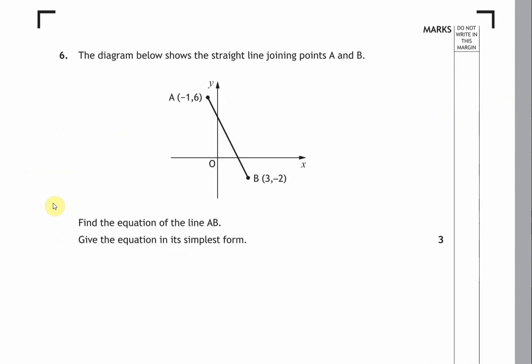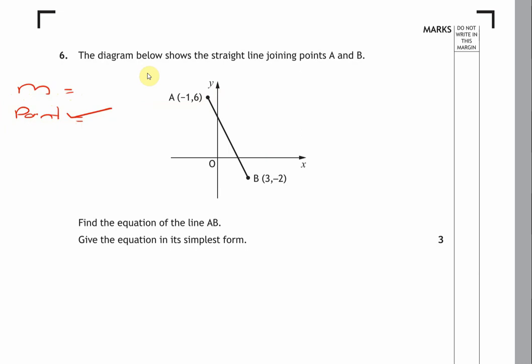Now question 6 is the diagram below shows the straight line joining points A and B together. And we need to find the equation of this line. So nice and straightforward. When we find the equation of a straight line, we need 2 things. We need the gradient and we need a point. So the first thing that we'll say is, do we have a point on this line? Yes, we have A and we have B, so we have that. The thing that we need here is the gradient.